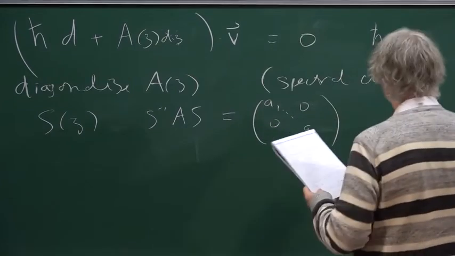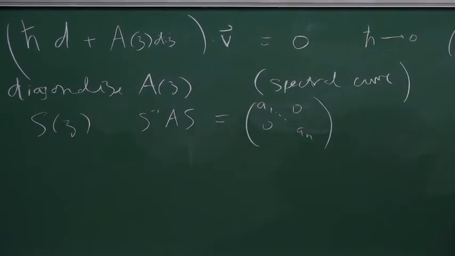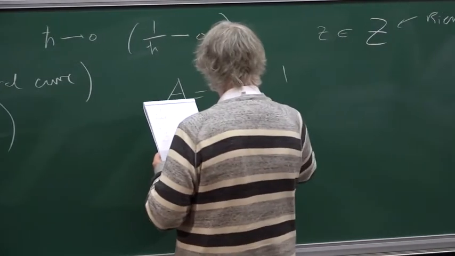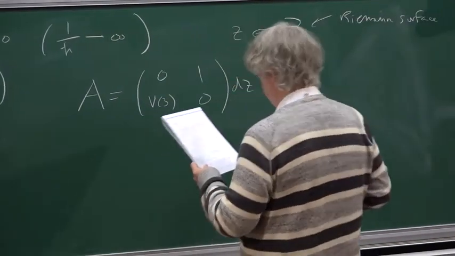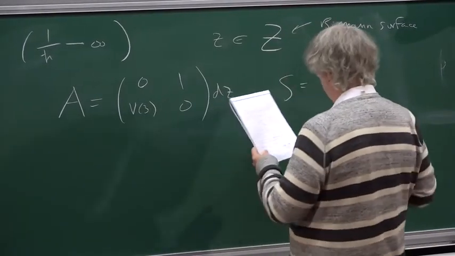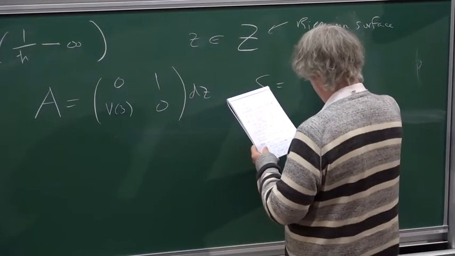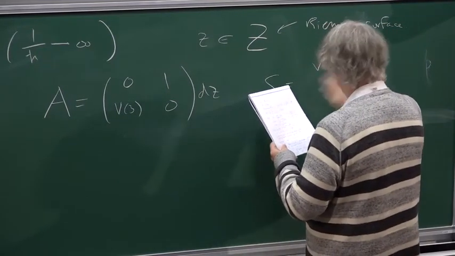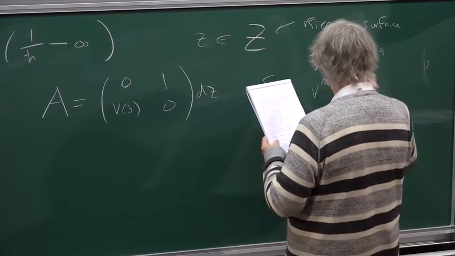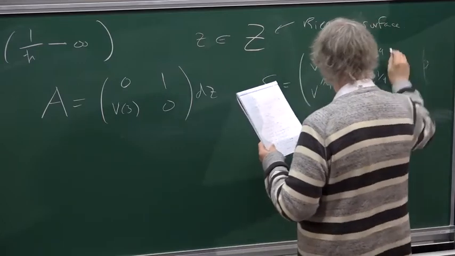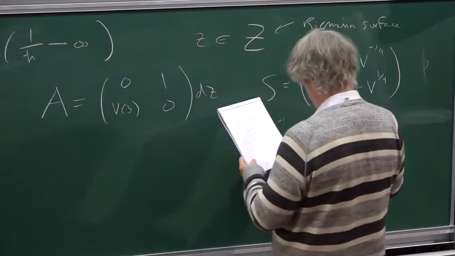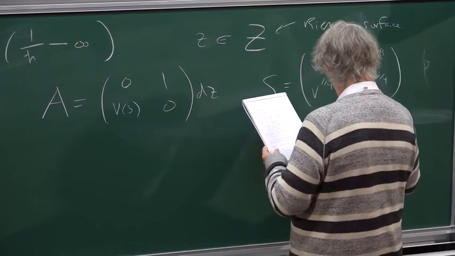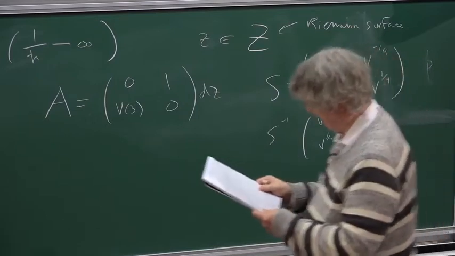So let's just look at an example. I think it's important to do this example, which I never really did precisely. A is the matrix 0, 1, V of Z, 0 times dz. And then for S, the best thing to choose is V to the minus 1/4. Oh, sorry, V to the 1/4. No. I think it's minus 1/4. I think I made a mistake. There's a plus or minus maybe. And then S inverse, if I'm not mistaken, should be something like that, but this might be mistaken. You can do the computation and tell me if I'm not right.